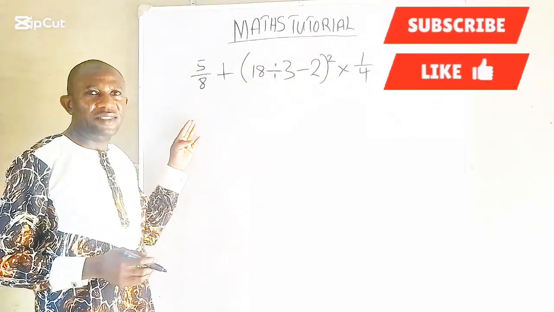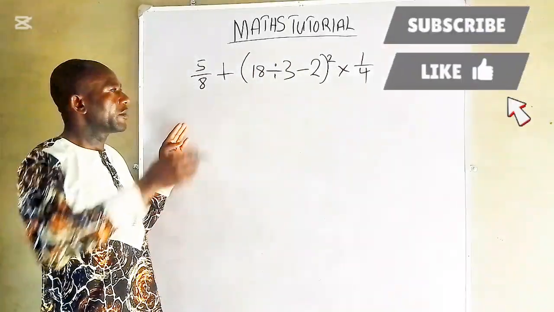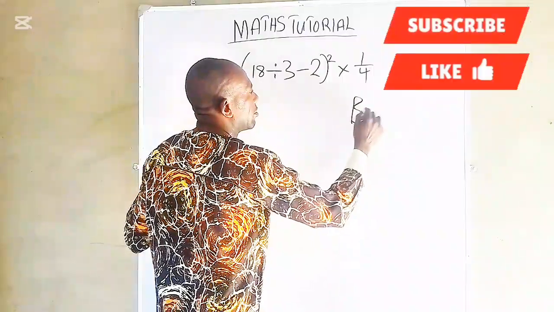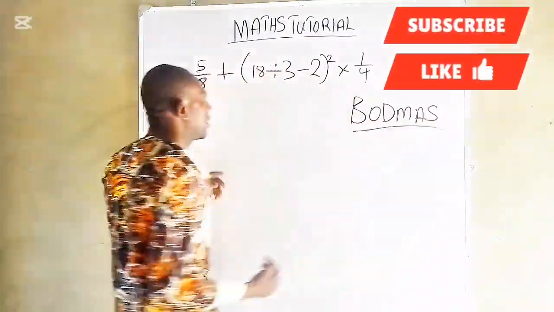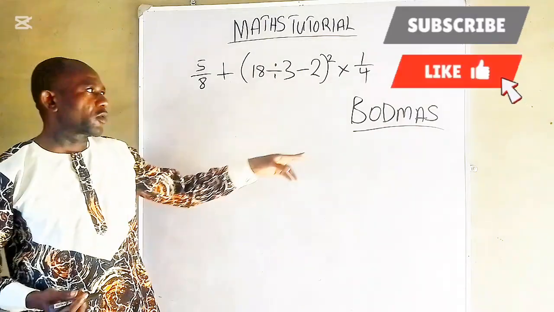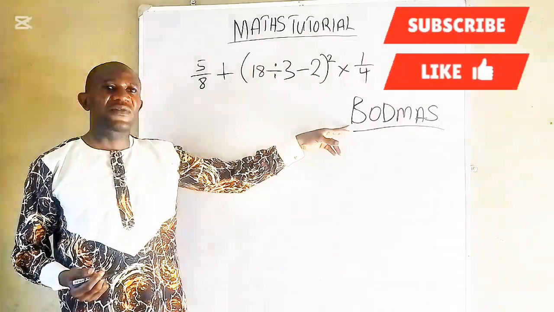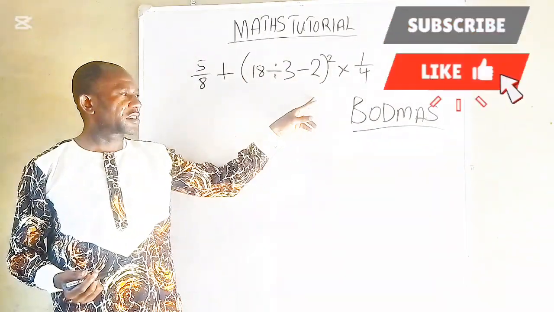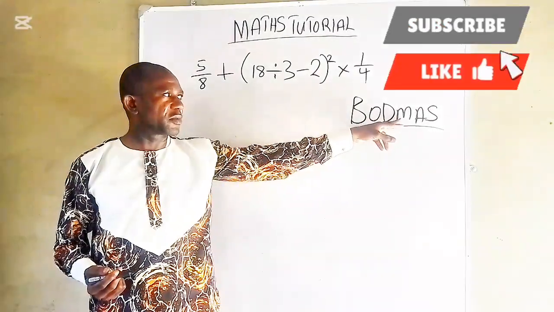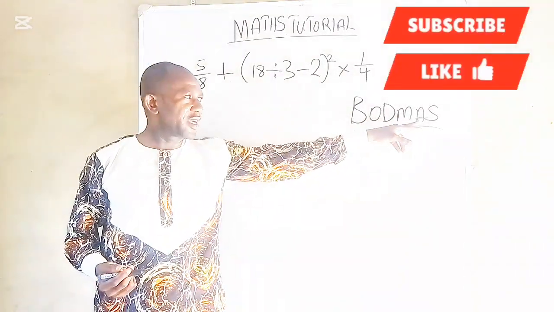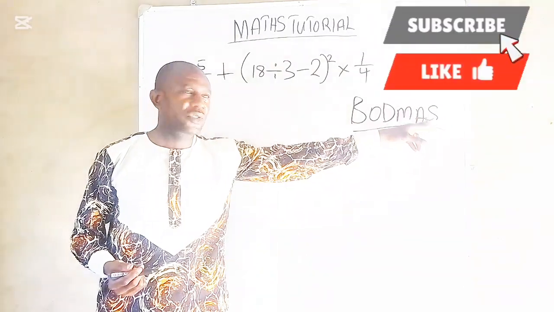Apply BODMAS rule in order to solve this. Okay? Alright. According to BODMAS rule, we are expected to start from the bracket first. After the bracket, division. After division, multiplication. After multiplication, addition. And finally, subtraction.